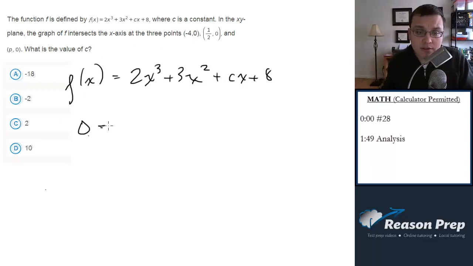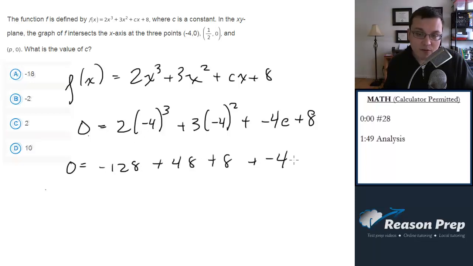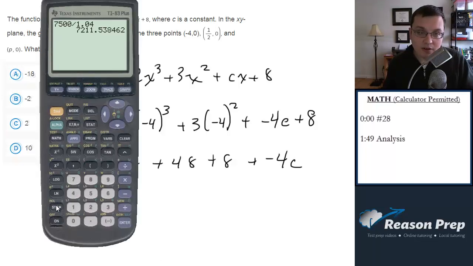So 0 is going to equal 2 times negative 4 cubed plus 3 times negative 4 squared plus negative 4c plus 8. So got to do a little work here. So negative 64 times 2 is negative 128 plus 16 times 3 is 48 plus 8 plus negative 4c. So I won't add these in my head. I'll use the calculator for this.